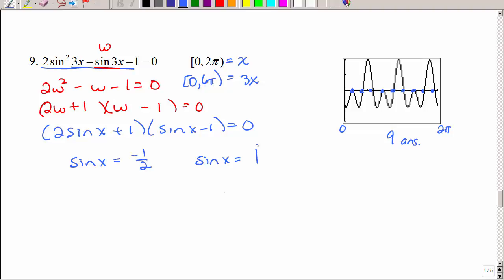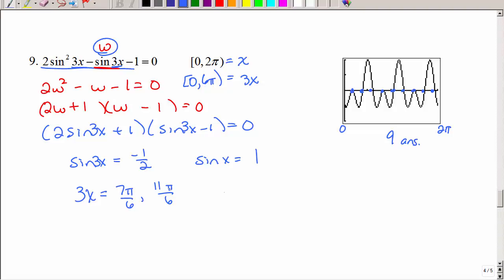I know the sine is negative in 2 quadrants. When is it equal to negative 1/2? At 7 pi over 6 and 11 pi over 6. And I've just seen my mistake. What was w equal to? Not sine of x, but the sine of 3x. That's my multiple angle where I get all these answers.